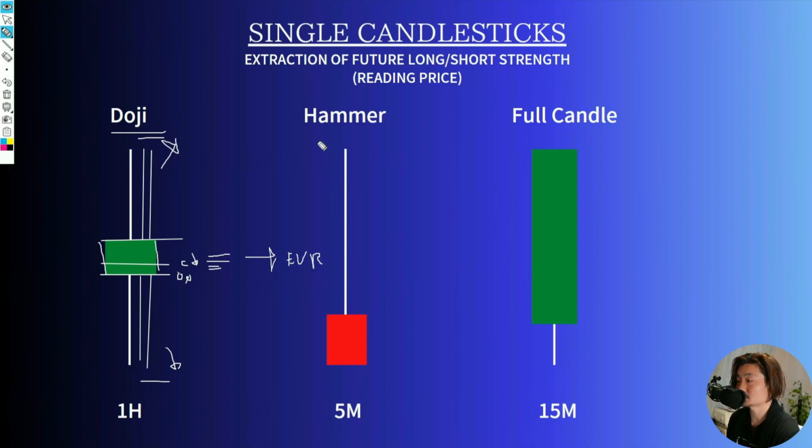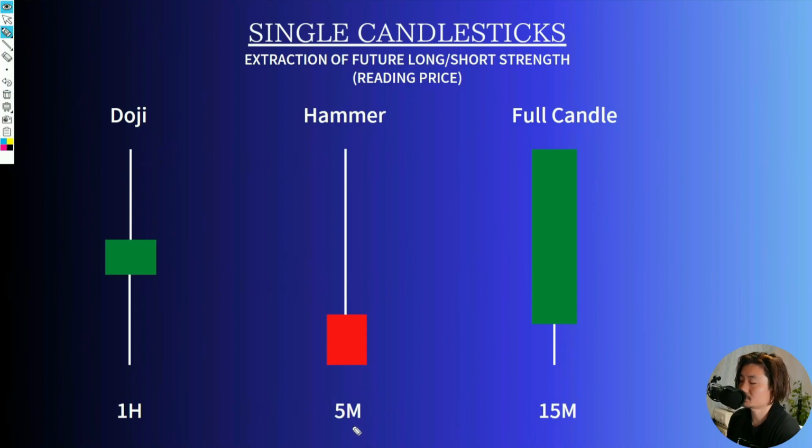All right, so now let's go on to the hammer. Okay, so on this 5-minute hammer, price opened right here and closed right here. And moreover, the high was right here. And the low was at the same level as the close, right? Because there's no wick on the bottom.